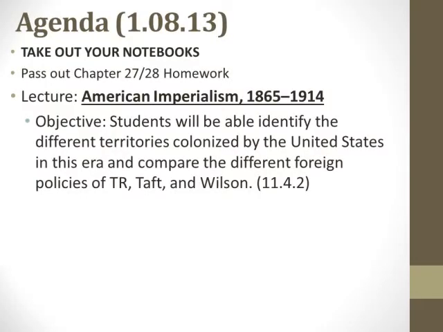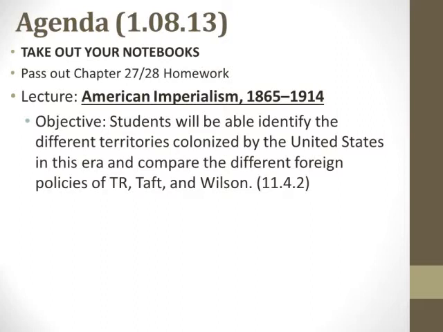All right, ladies and gentlemen, here we go. I've already passed out the homework to most of you, but if you haven't already received the homework, go ahead and make sure you pick that up. It's chapter 27 and 28, and that will be due on Monday. So whether you are in first or third or second and sixth, that'll be due on Monday.